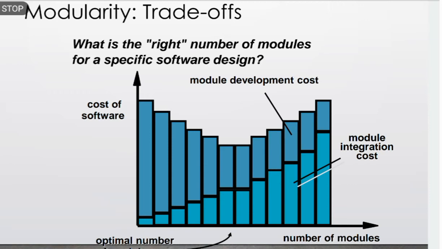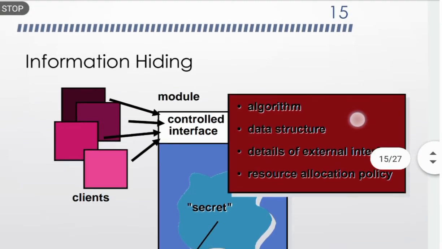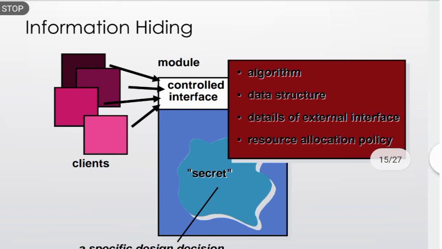If the optimal number is achieved, then that is the right number of modules. If the number of modules is increased, the module development cost will also increase and the module integration cost will also increase. So this is overall modularity. Now next is information hiding. As we know, what is hiding? Hiding means we are hiding the details, or we can say these are the secrets.